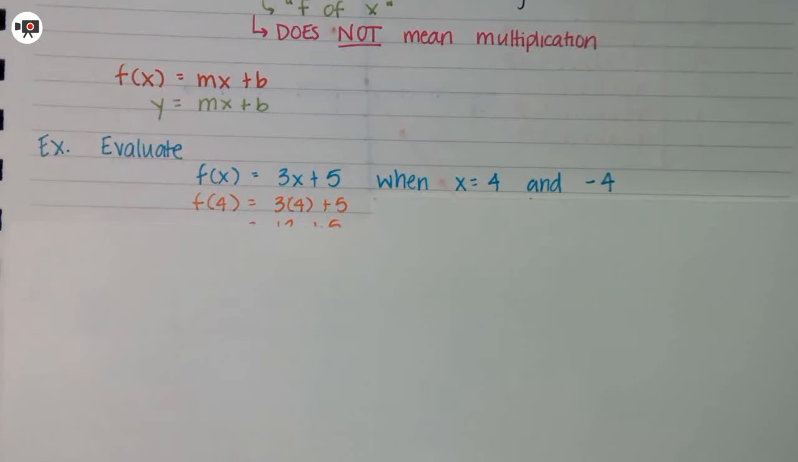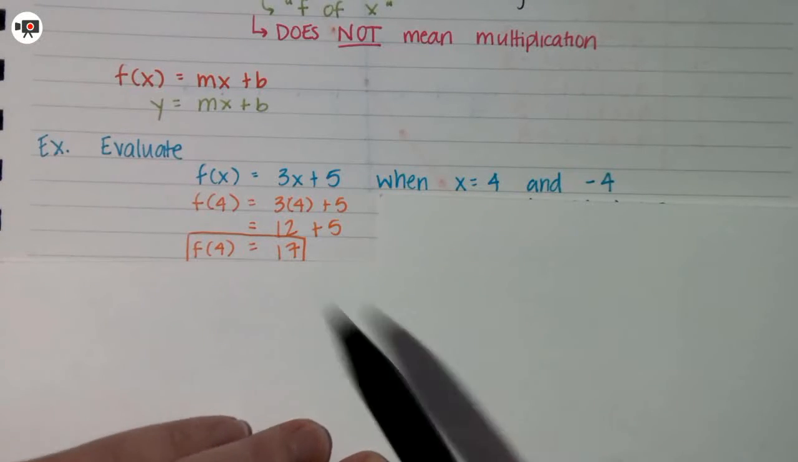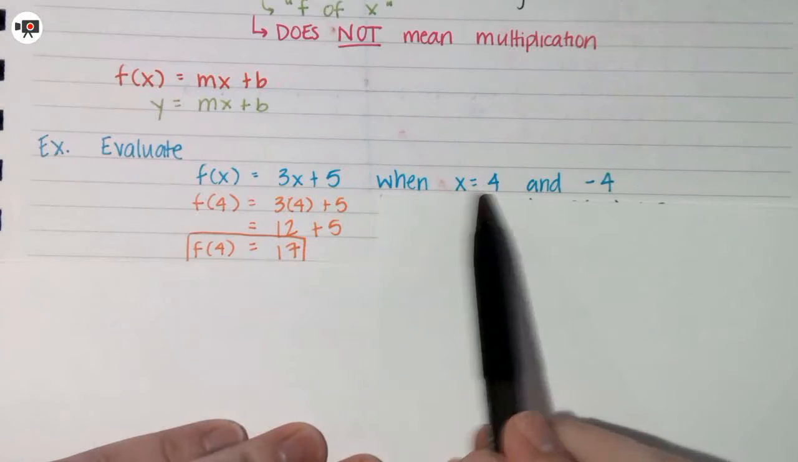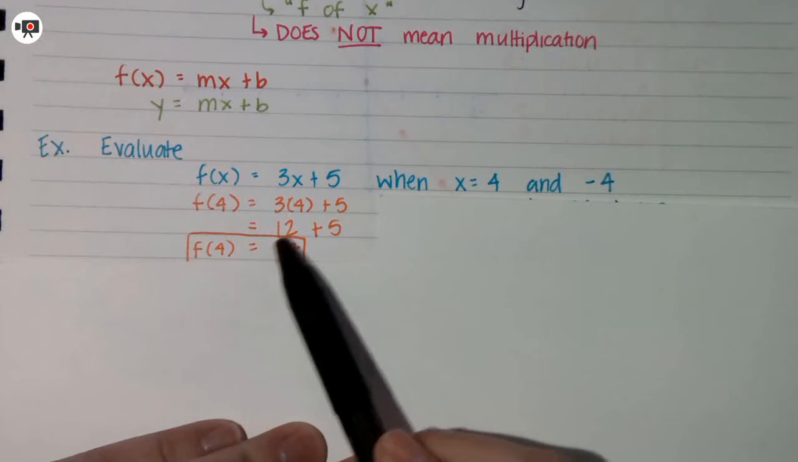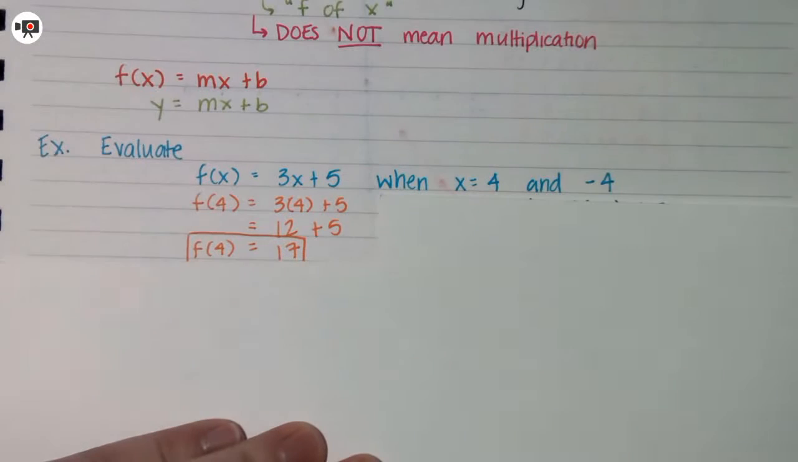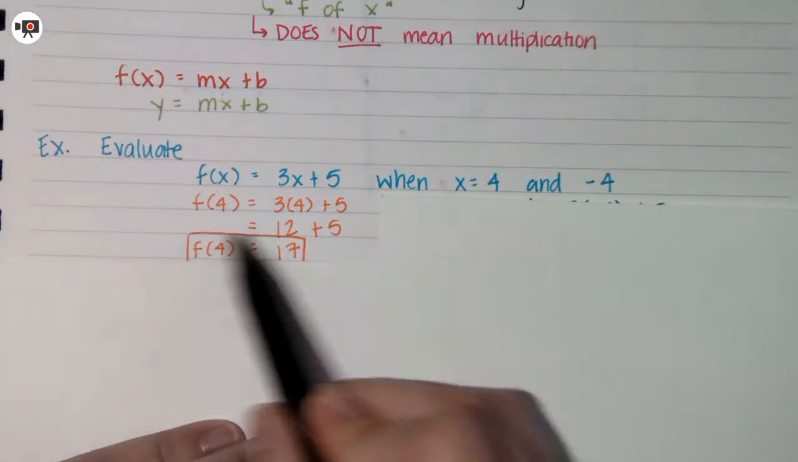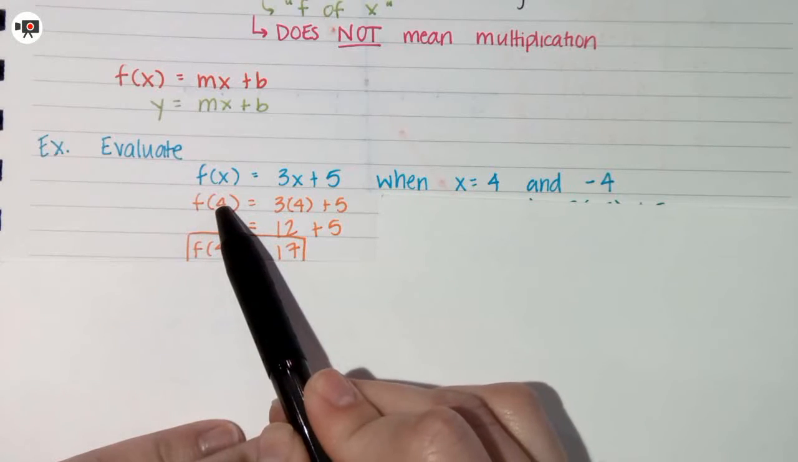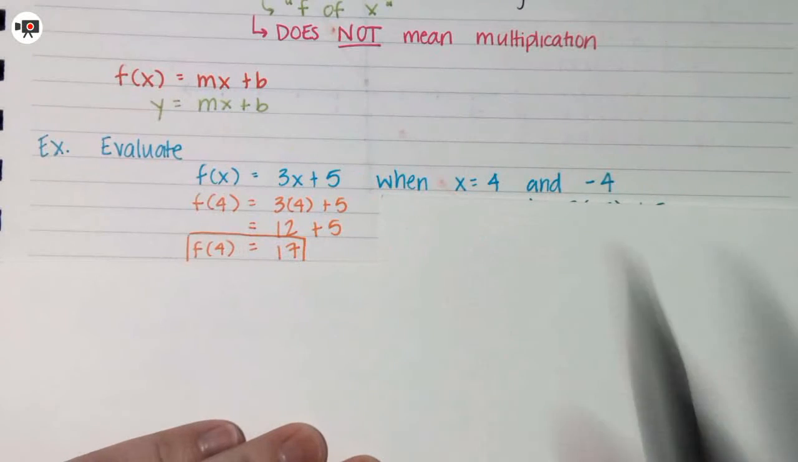I can simplify 3 times 4, and that is 12. And 12 plus 5 is 17. So f of 4 is 17. When x is 4, my answer is 17. That is the output when the input is 4. I put in 4 instead of x, I get out 17.